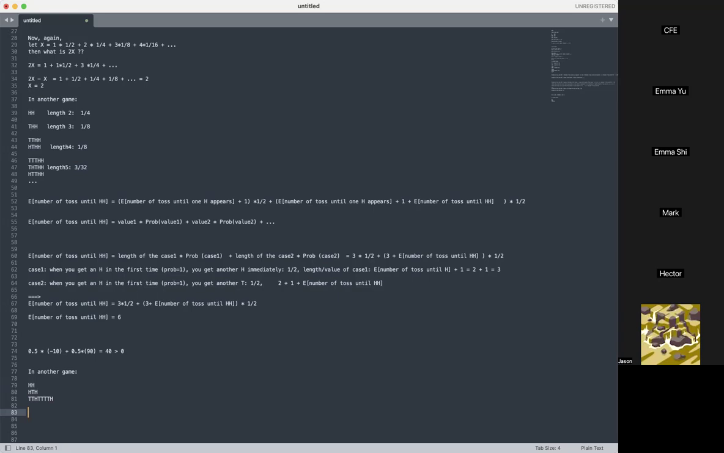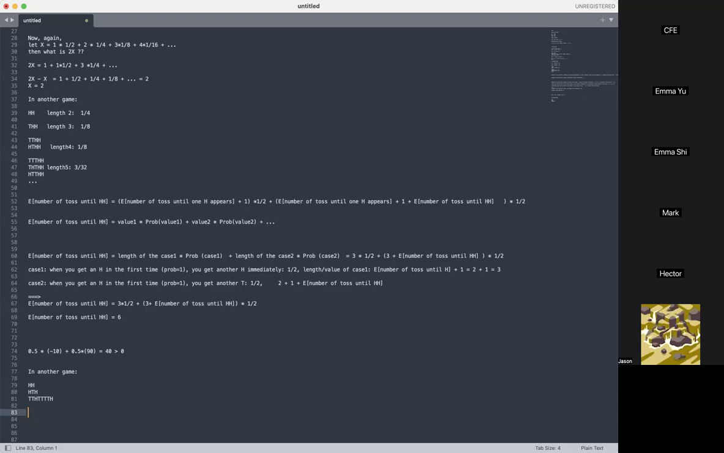Think of this. Maybe Mark, can you explain why in this game we also still need to end with H? I'm not sure. Yeah, so the rule of the game is you need to toss 2H in total. But in order to end this game, you must toss an H at the very end. Maybe Emma, can you explain why we must end with an H? Because the rule of the game is to end when you have two H's, so to end the game you have to have the second H.